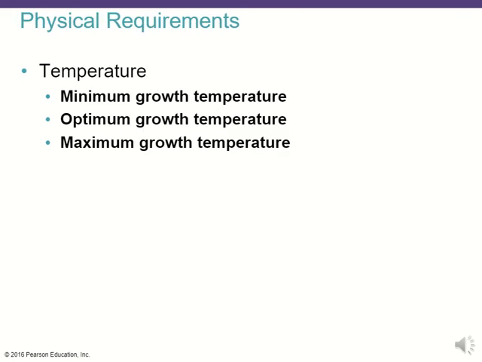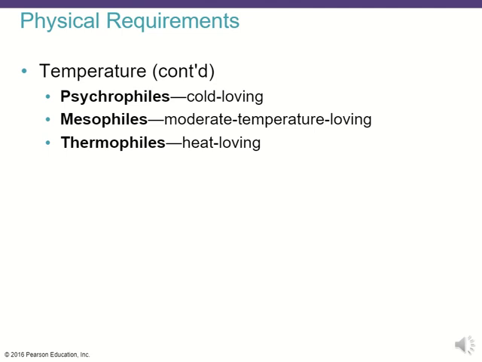Now, as far as physical requirements, temperature, there is basically three situations. There is a minimal temperature needed for a certain microbe to actually grow. There is a maximum temperature beyond which it will die. And then there's an optimal temperature at which the growth rate is at its maximum. Now, as far as three different types of microbes, there are psychrophiles, which love colder temperatures, mesophiles, which like moderate temperatures, such as around our body temperatures, and then there are thermophiles, which are heat-loving.